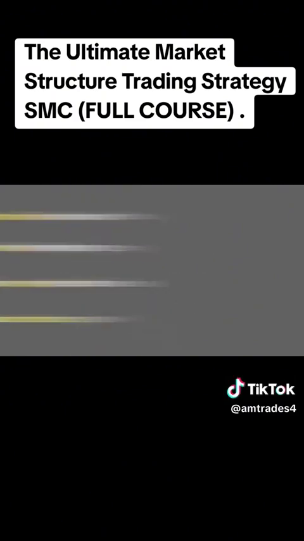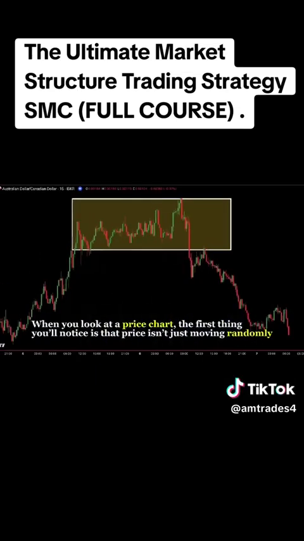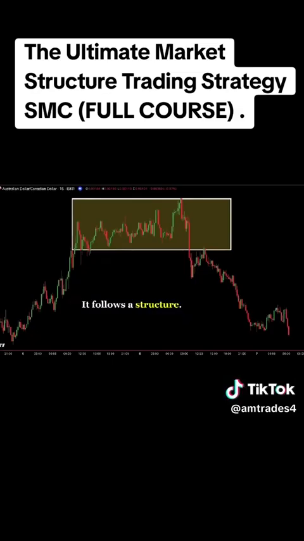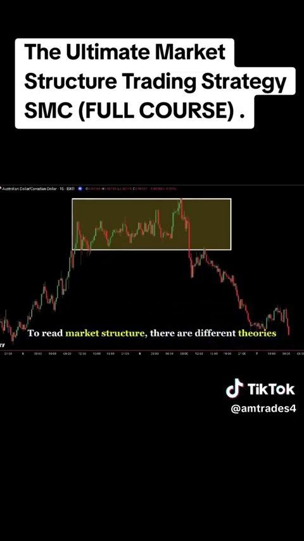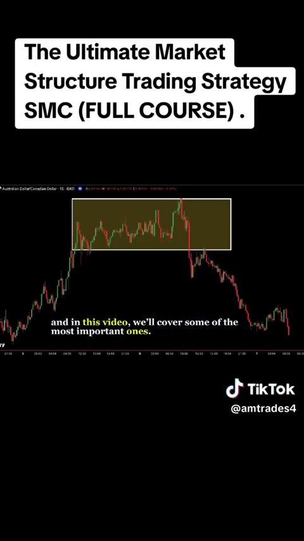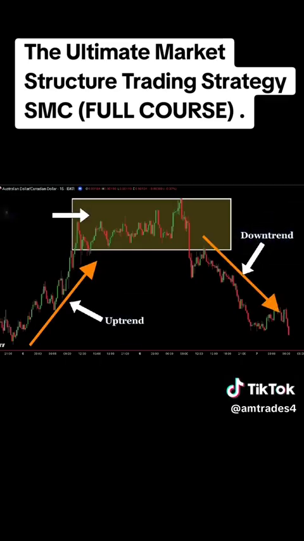Now, let's dive in. When you look at a price chart, the first thing you'll notice is that price isn't just moving randomly. It follows a structure. To read market structure, there are different theories, and in this video we'll cover some of the most important ones. Let's start with the first one. According to Dow theory, the market can only move in 3 ways: uptrend, downtrend, and sideways. Let's break these down in a way that actually makes sense to you as a trader.